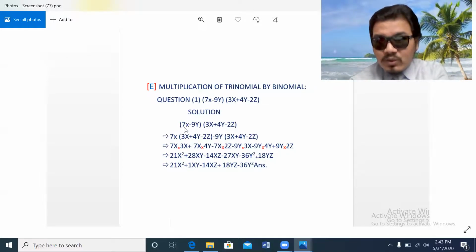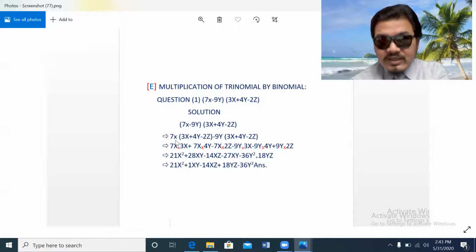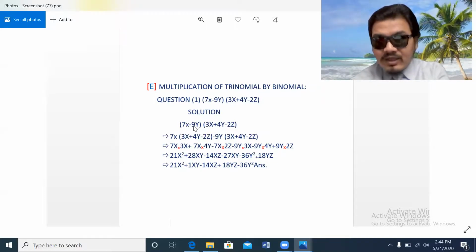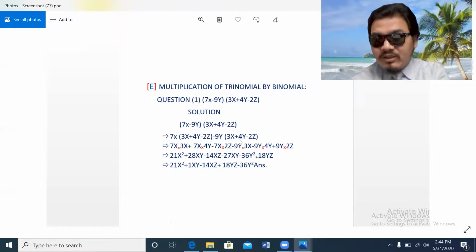In this one, there are two terms. First of all, this 7x will multiply with all three terms. So in the second step, 7x multiplies with all those three terms. After that, minus 9y, right here, will again multiply with all these three terms. I hope you understood this step.